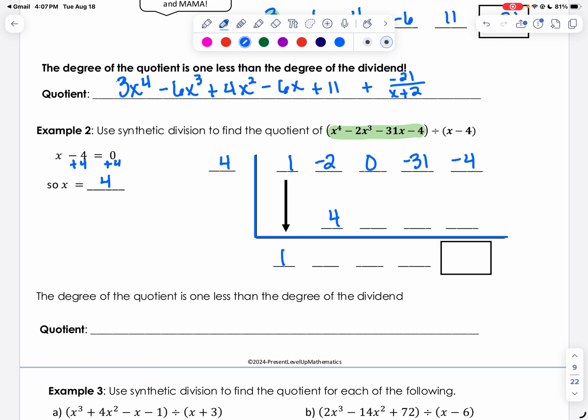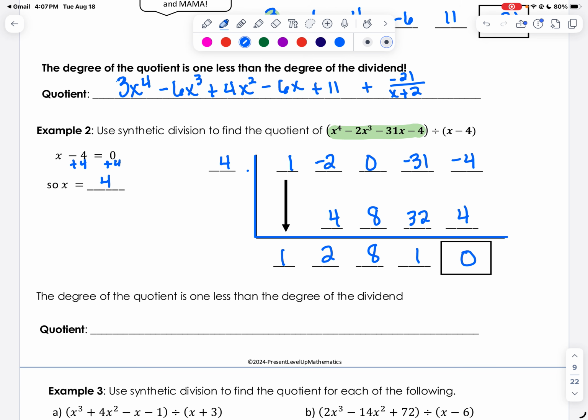Now add. Negative 2 plus 4 is 2. Now multiply. 2 times 4 is 8. Now add. 0 plus 8 is 8. 8 times 4 is 32. Now add. That would give me 1. 1 times 4 is 4. And our remainder is 0.